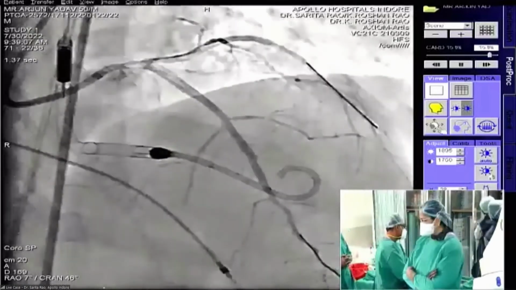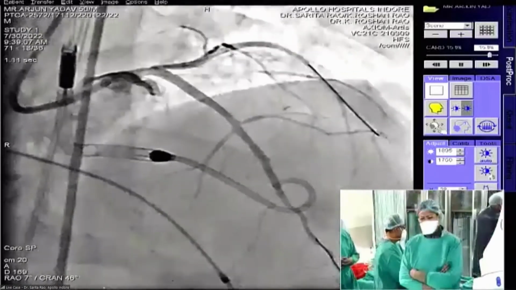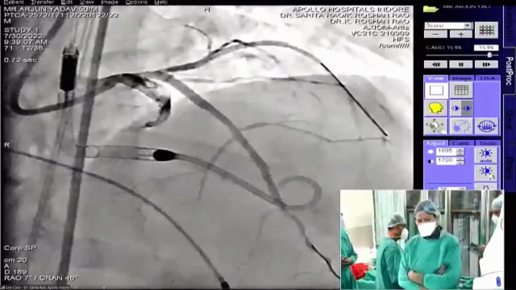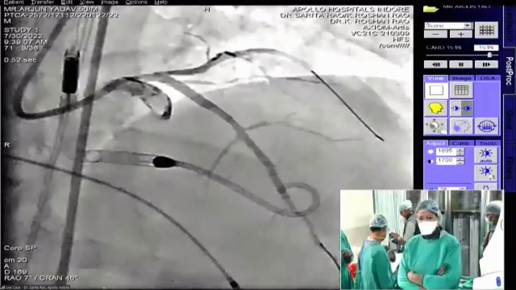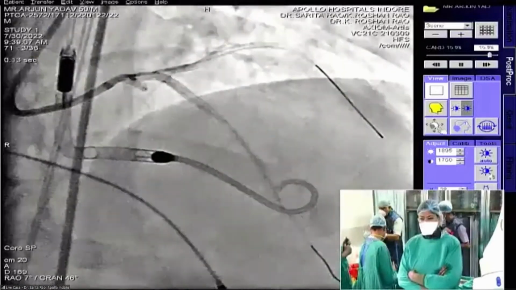Maybe 4.5, you can do. So I'm only worried about one thing. My left main is exceedingly short. The moment I take a 4.5 balloon, I might have a plaque shift and my circumflex ostium might get compromised. No, that worry is not there, madam, because you have covered up the ostium.